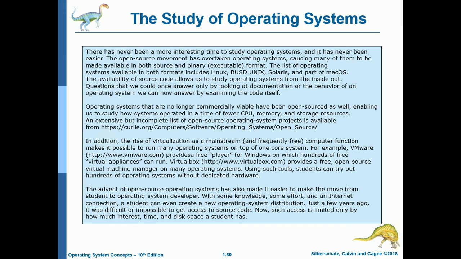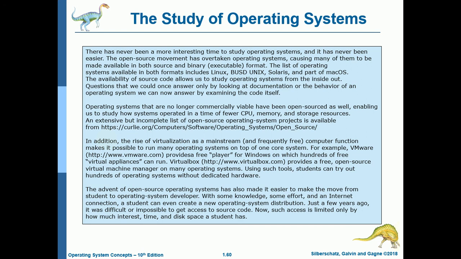Then operating systems that are no longer commercially viable have been made open source as well, enabling us to study how systems operated in a time of fewer CPU, memory, and storage resources. An extensive but incomplete list of open source operating systems projects is available from this link. In addition, the rise of virtualization as a mainstream and frequently free computer function makes it possible to run many operating systems on top of one core system.